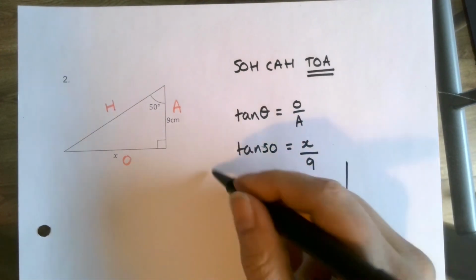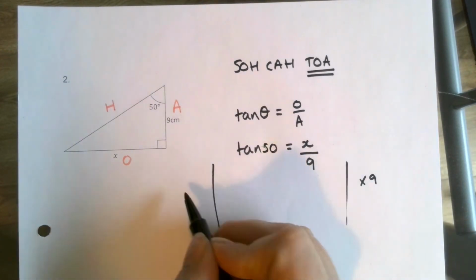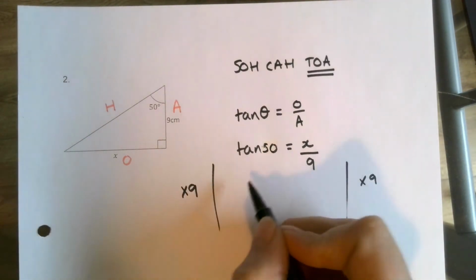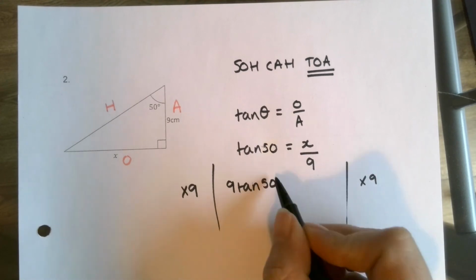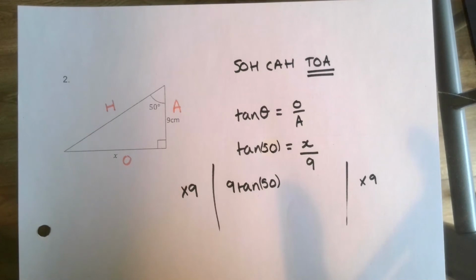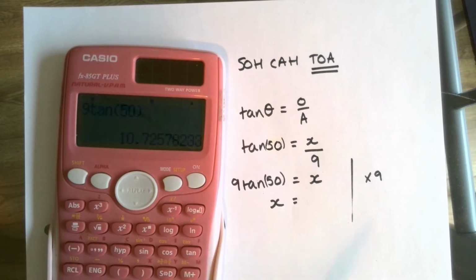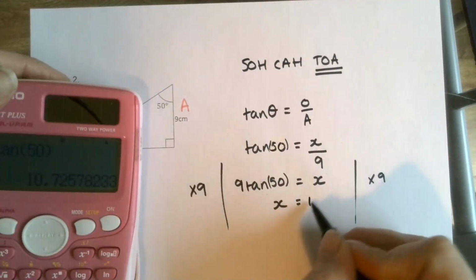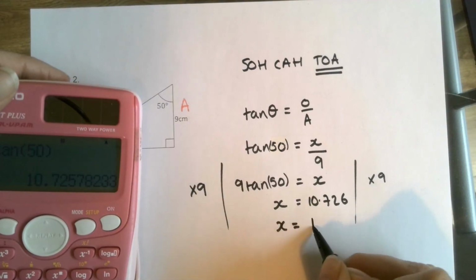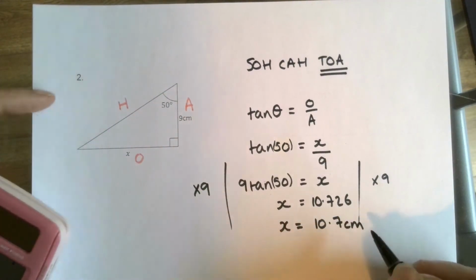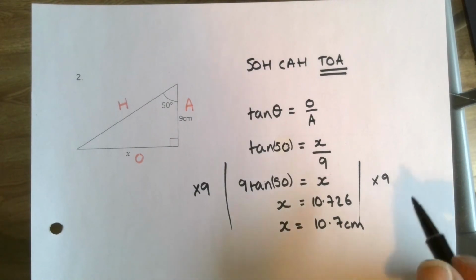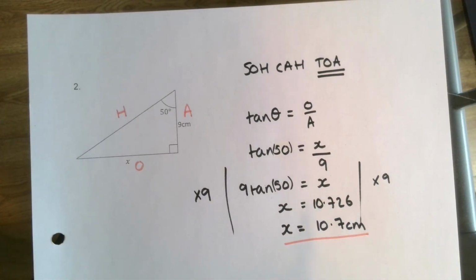So very similar to last time. To get x on its own, we need to multiply both sides of this equation by 9. So 9 tan 50, and we can put this in brackets if we want. You don't have to. Some people like to, some people don't. Equals x. So x equals, and if I just type this in, 9 tan 50, 10.726. So to three significant figures, 10.7, and we're still in centimetres. Does that seem a sensible number? Yep, happy enough. Okay, so make sure you're typing these in as well to check that you're getting the same answer as me and all the rest of it.